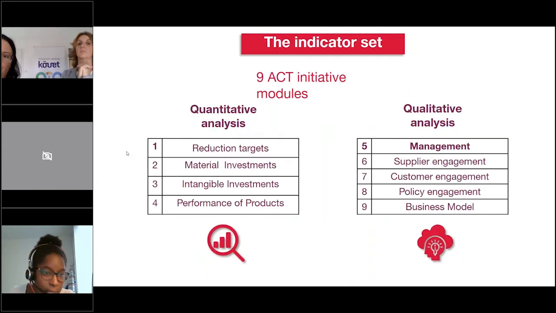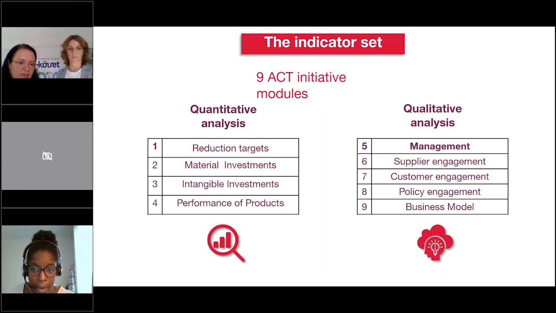And next slide. So to answer each of the questions, ADEME and CDP have developed a set of standardized indicator modules. They consider main areas of sustainability practice for any company and cover 9 modules. Module 1 is reduction targets, which looks at the consistency of the company's announced commitments.